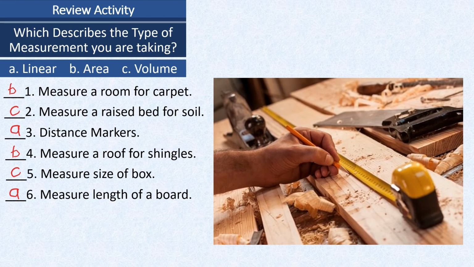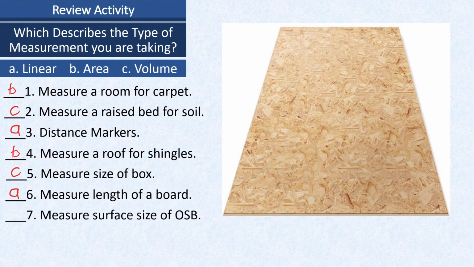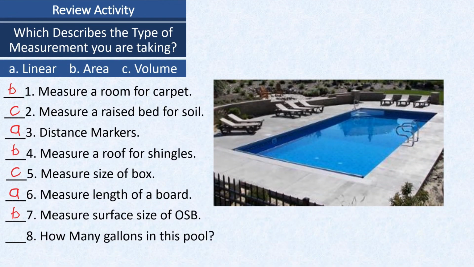Am I going too fast? Next, we want the surface area of this piece of plywood. How big is the surface of this sheet of OSB? That would be area, B. Last, how many gallons of water will it take to fill this pool? What type of measurement would that be? That will be volume. How much will it hold?